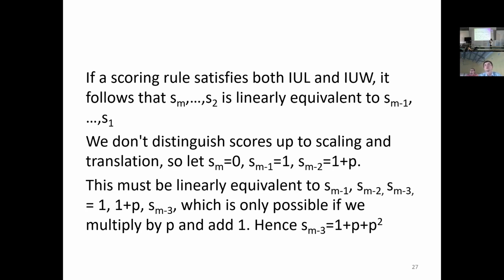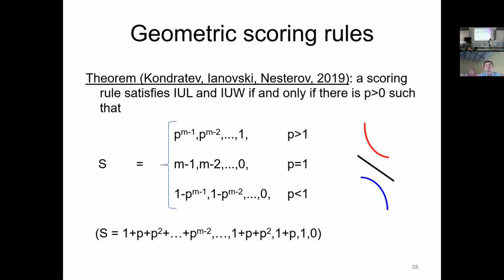Now, to get from this vector to this vector, we must add 1. There is no alternative. And given that we add 1, to get from 1 to 1 plus p, we must scale by p. So we multiply by p and add 1 and get this vector, which means Sm-3 must be 1 plus p squared, which gives us our class of geometric scoring rules. We give 0 points for the last place, 1 for the second last place, then 1 plus p, 1 plus p plus p squared, and so on.